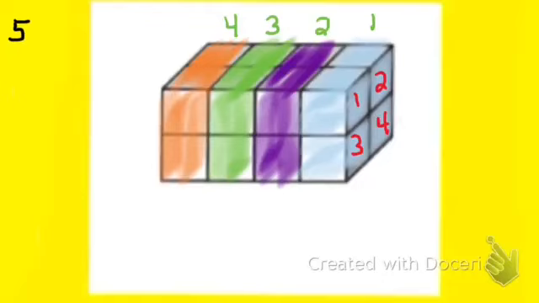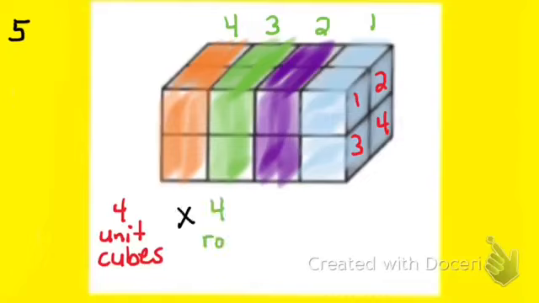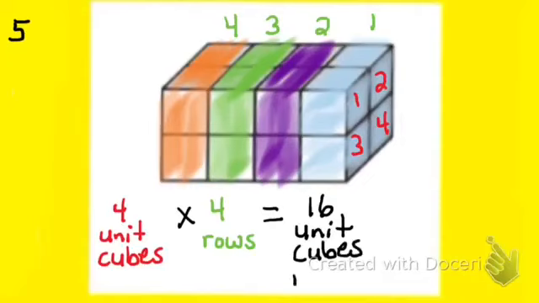So in order to find out how many cubes there were all together for this perspective, I would say 4 unit cubes, and that's from my side view, times 4 rows, because there are 4 rows of them that I see from my top or front view, and 4 times 4 equals 16. So there are 16 unit cubes in all.